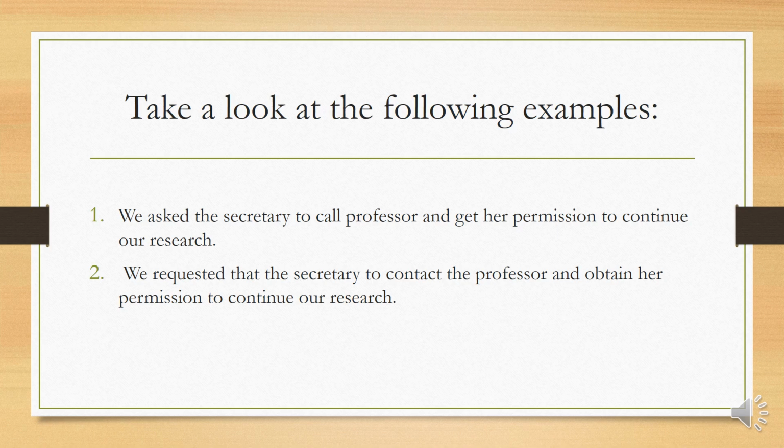The words ask, call, and get in the first sentence sound informal. It is acceptable to write in such informal language to a close colleague, a friend, or family member. On the other hand, the words requested, contact, and obtain in the second sentence sound formal. It is appropriate to write in such a formal manner to a person of authority in school, the workplace, and the government.